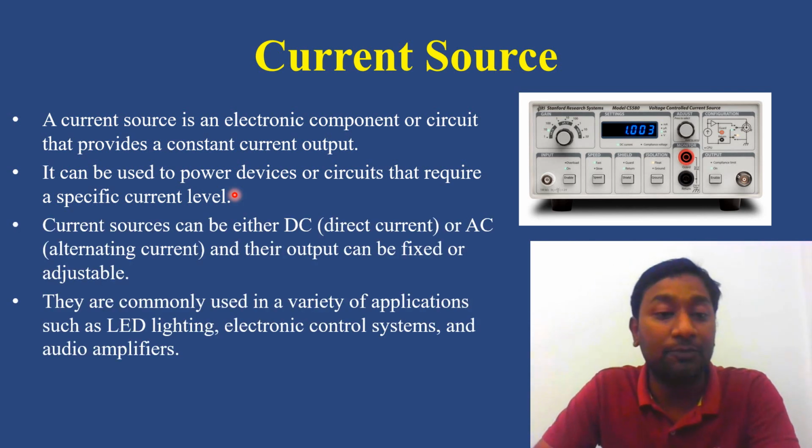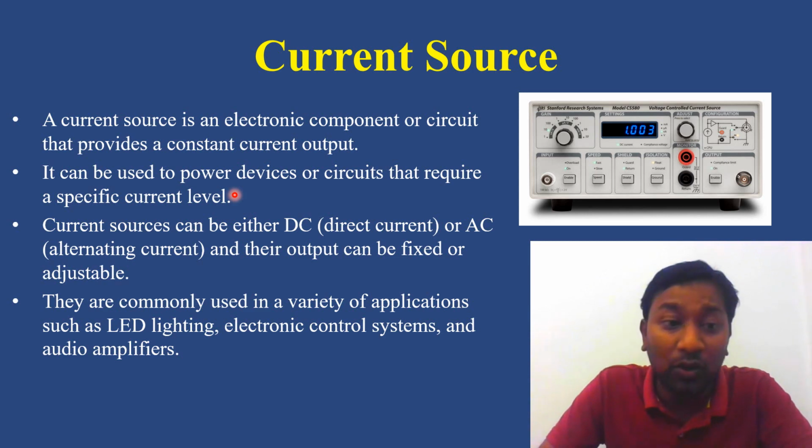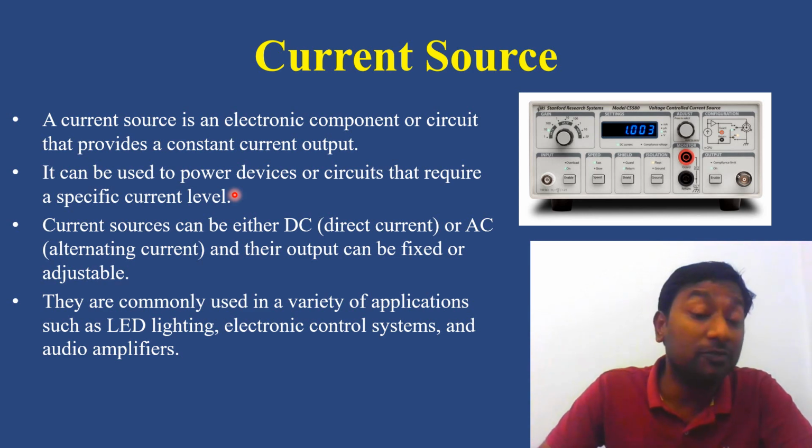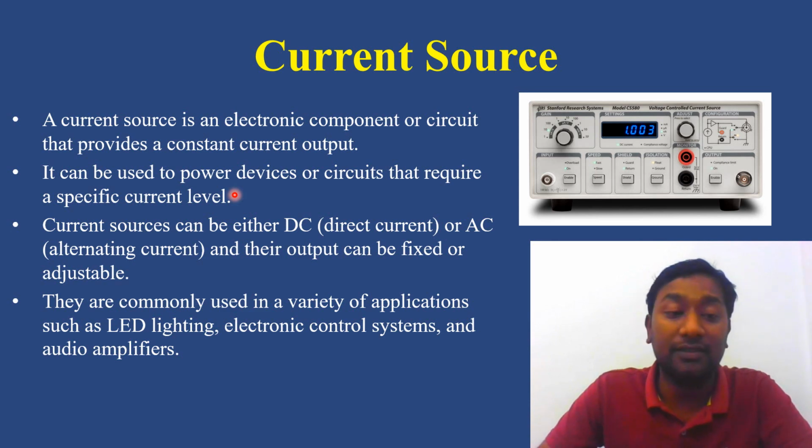Current sources can be either DC or AC, that is direct current or alternating current, and their output can be fixed or adjustable. They are commonly used in a variety of applications such as LED lighting, electronic control systems, and audio amplifiers.